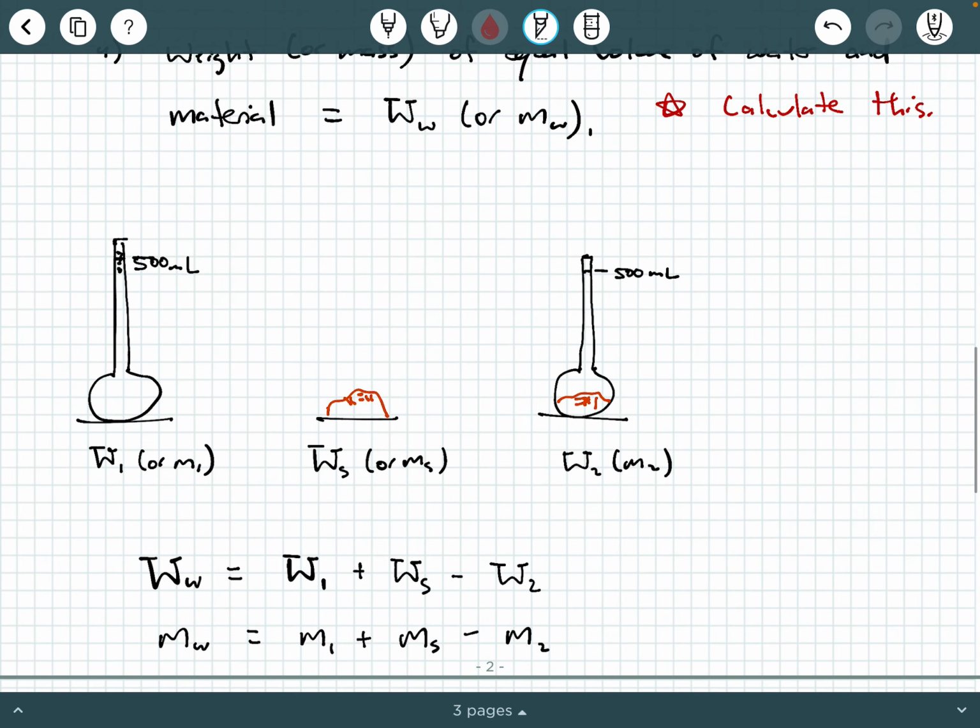And then we're going to calculate the equivalent weight of water as W1 plus W sub S minus W2. Okay, so it's the weight of the pycnometer filled to the 500 milliliter mark plus the weight of your dry material minus the weight of the pycnometer filled to the 500 milliliter mark with your substance inside of it. And of course, we can get this as a weight calculation or a mass calculation, depending on how you're measuring things.